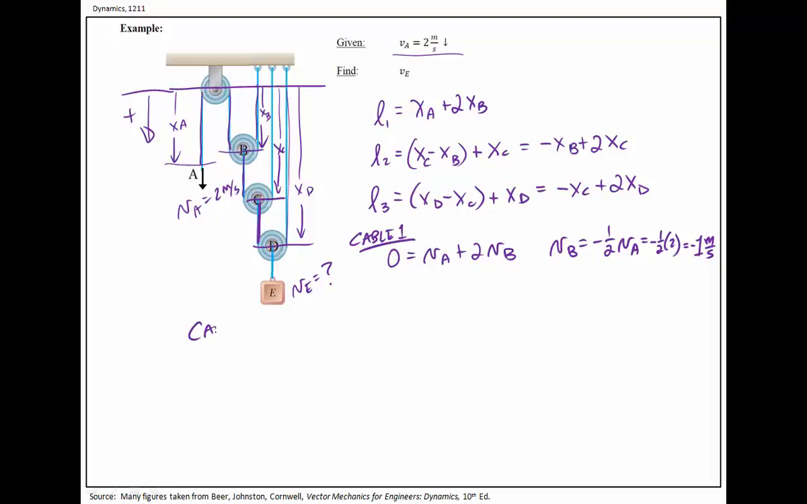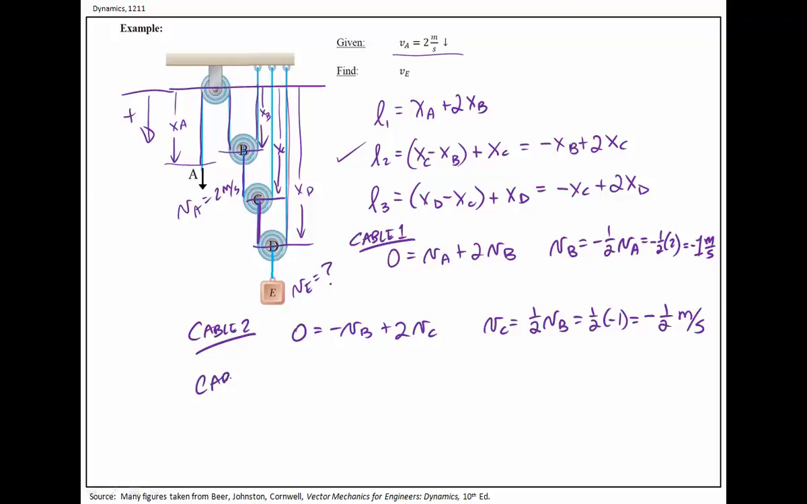Now we go to cable 2, so I'd label this cable 1. Now I'll move over to here where I've got room. Cable 2, we take the time derivative of this length up here, and we find that's going to be 0 equals negative VB plus 2VC. Therefore, VC is equal to 1/2 VB, or 1/2 times negative 1, so it's still going to be negative 1/2 meters per second.